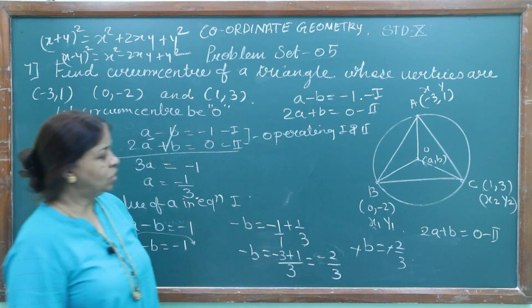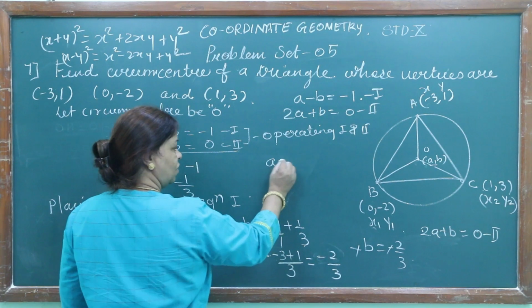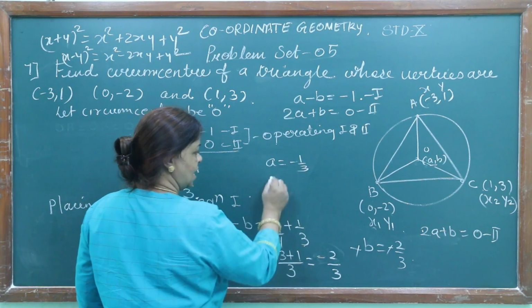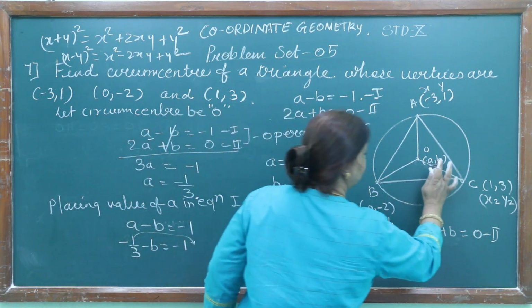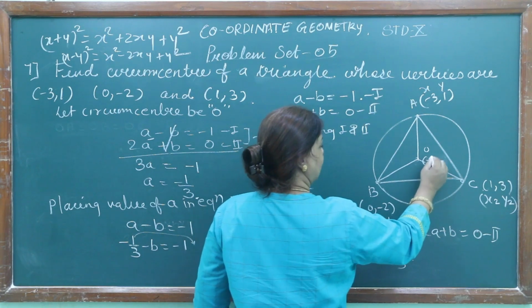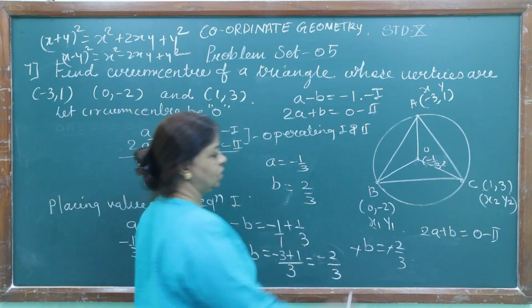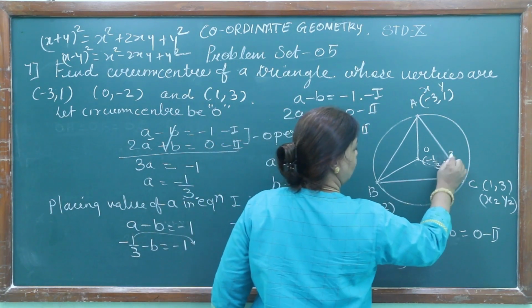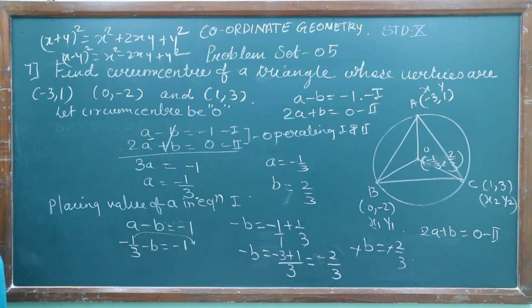So we got the coordinates. A coordinate we got minus 1 upon 3, and b coordinate we got 2 upon 3. So we got the coordinates of the circumcenter, that is minus 1 upon 3 and 2 upon 3. You can pause, rewind, and you can solve the sum, children.